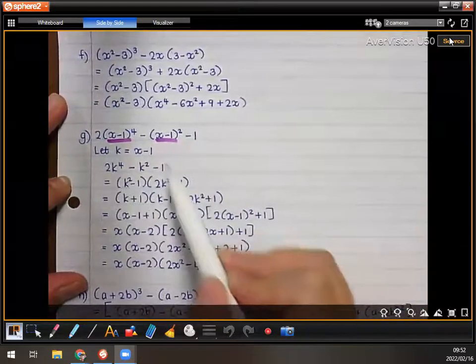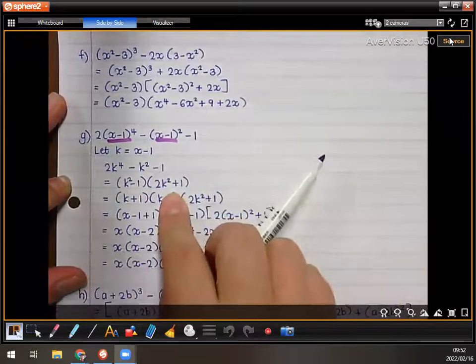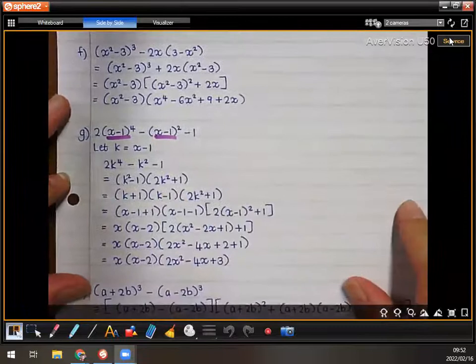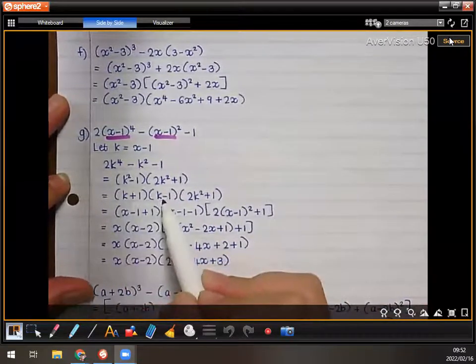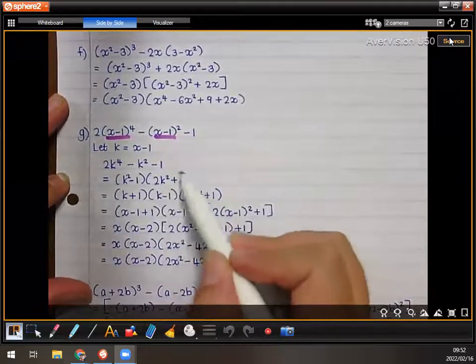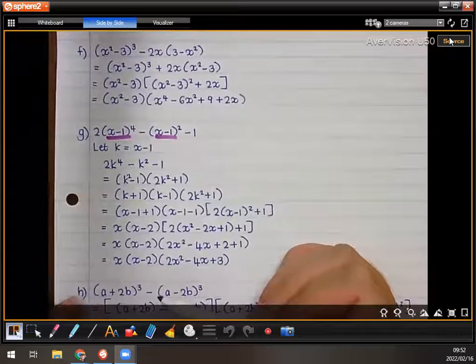Now you just need to remember that when you factorize k to the 4, you're going to have k squared in your two brackets, right? That's important. And in this first bracket, k squared minus 1 is the difference of two squares. The second one is not, there's a plus in between them, right? So we can't factorize that.